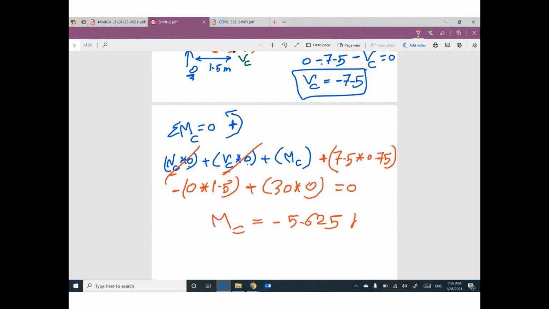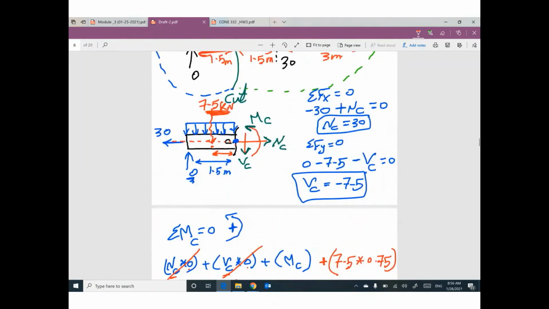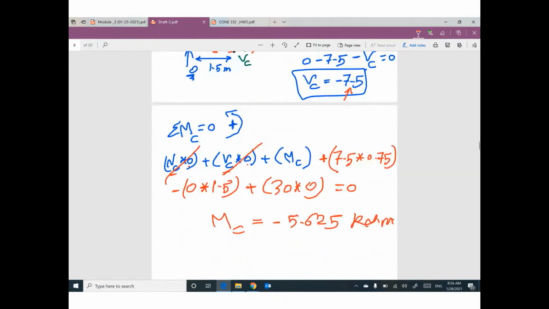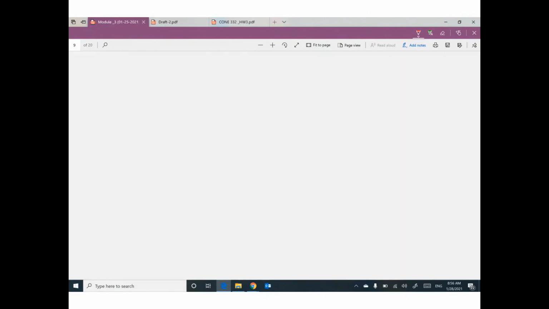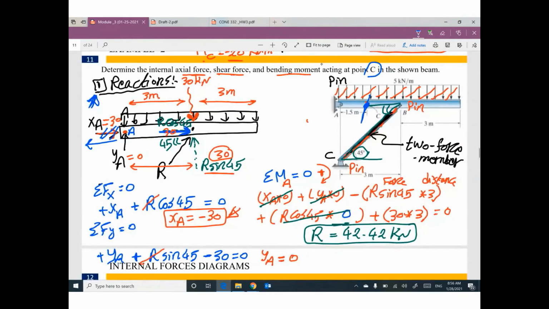5.625 kilonewton meter. So the final answer for this problem, we have internal forces. Axial force equals 30. Shear force equals negative 7.5. Bending moment equals negative 5.6 at this specific point, which is called point C.